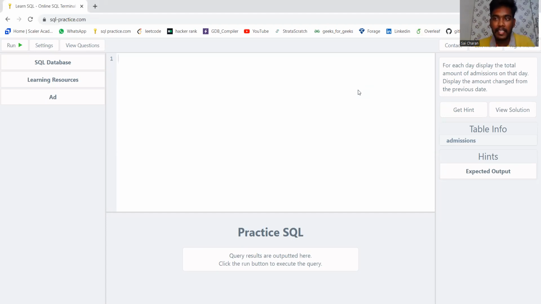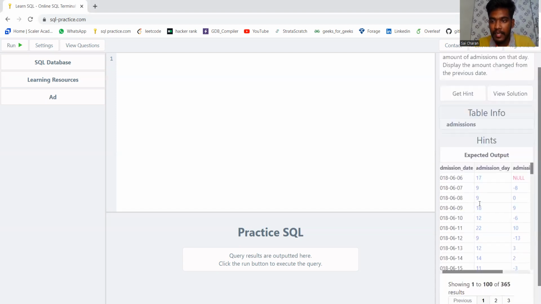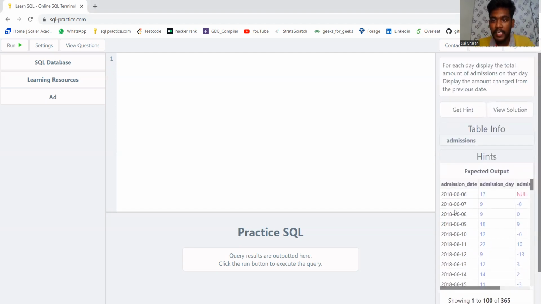For each day, display the total amount of admissions on the day. Display the amount changed from the previous date. So to make you understand, let me open this expected output. See, here let's take this admission date 2018-06-07. There were nine admissions on that particular date.